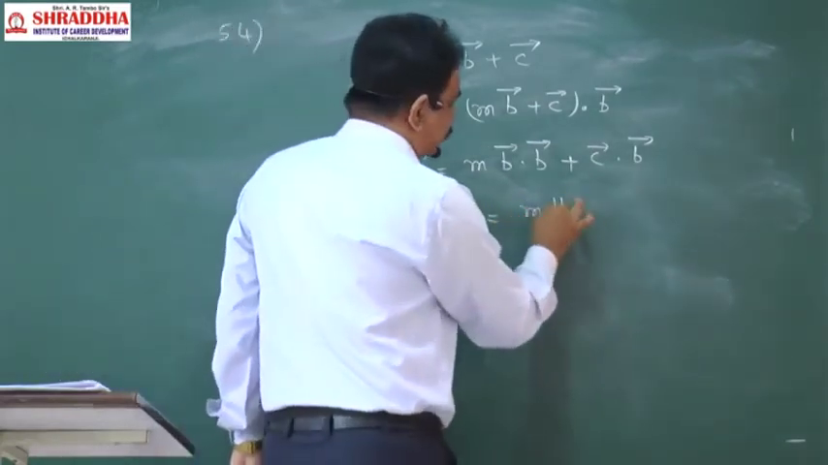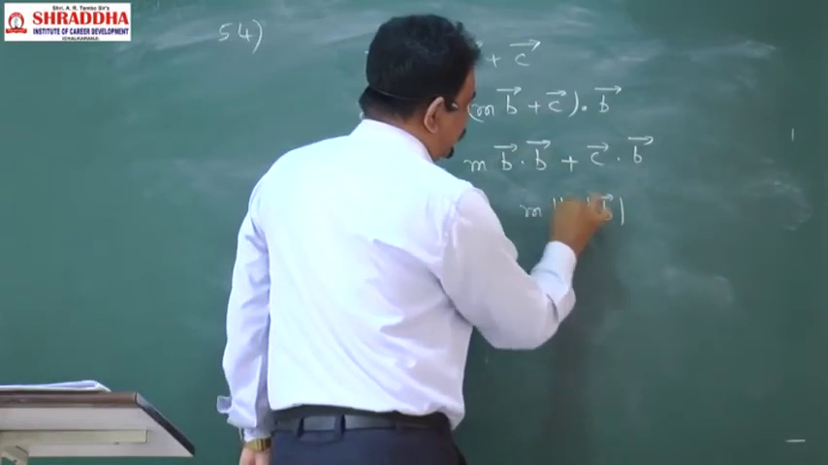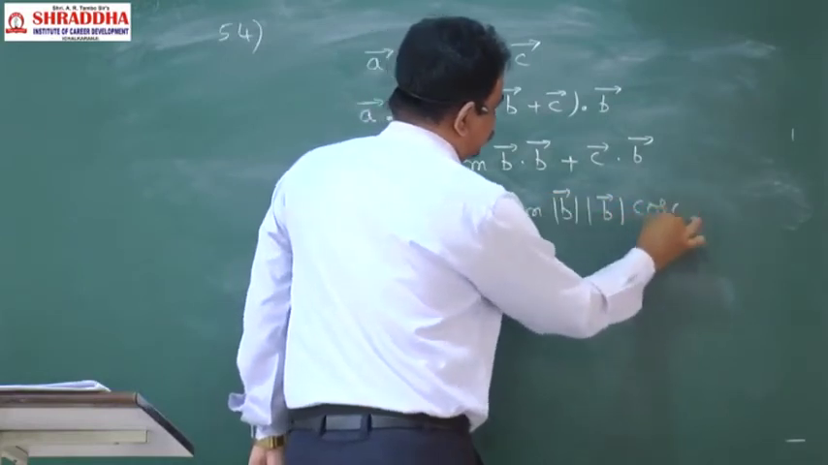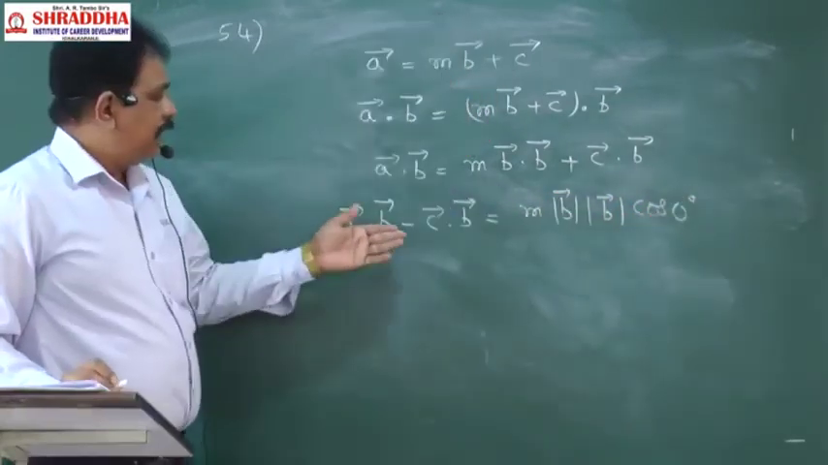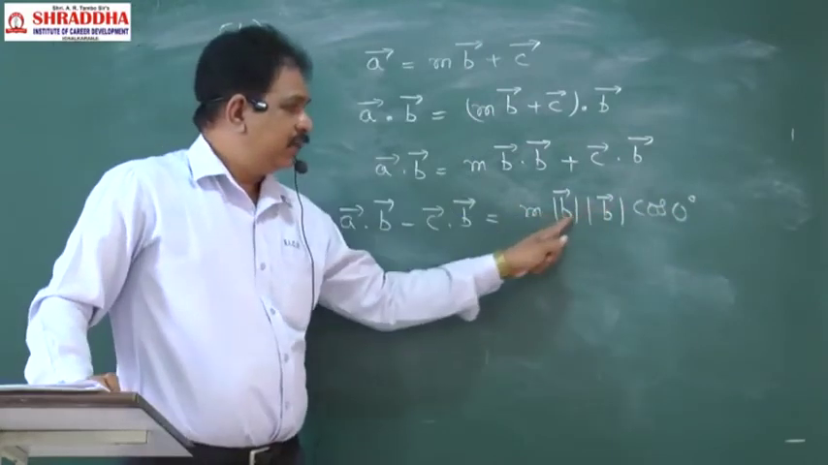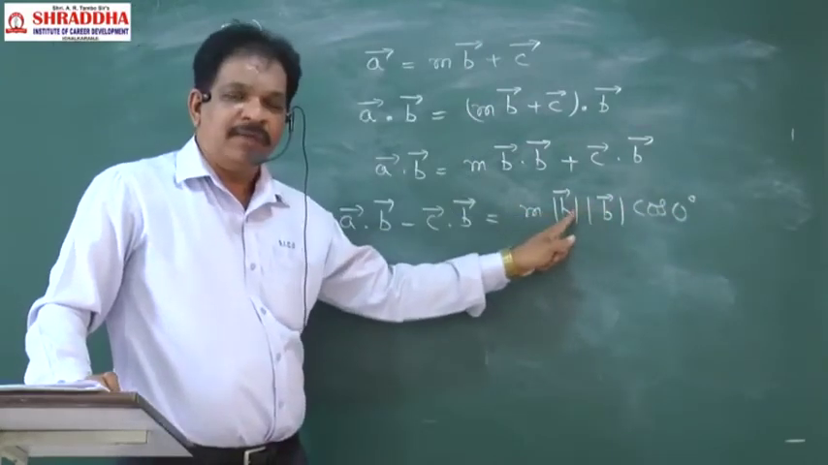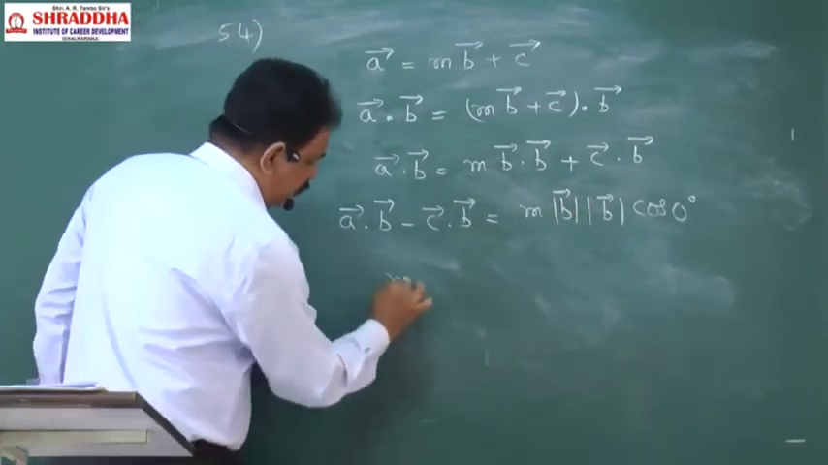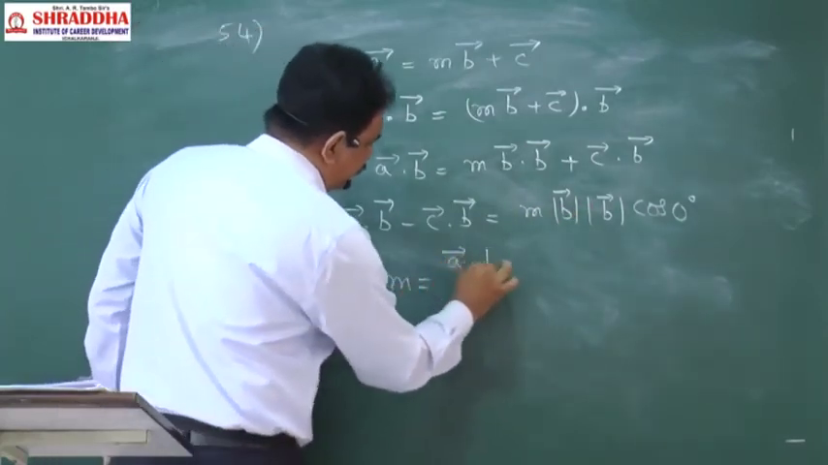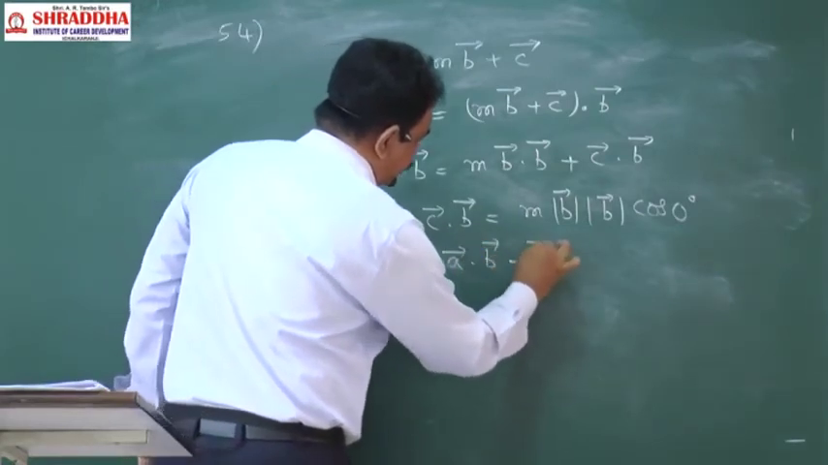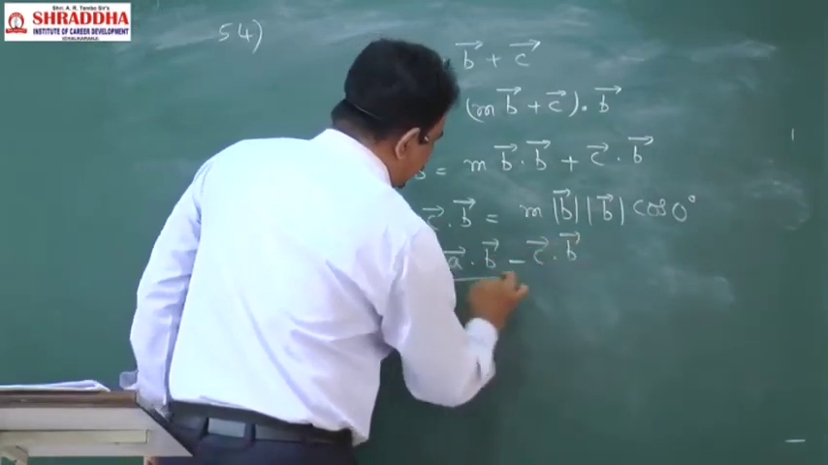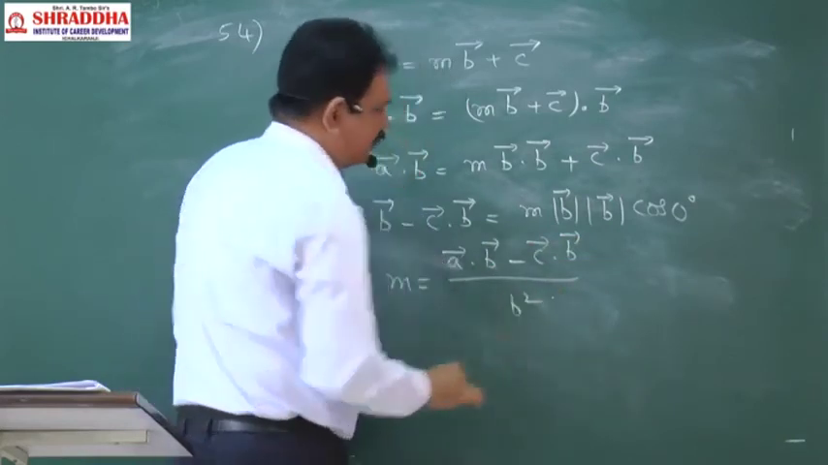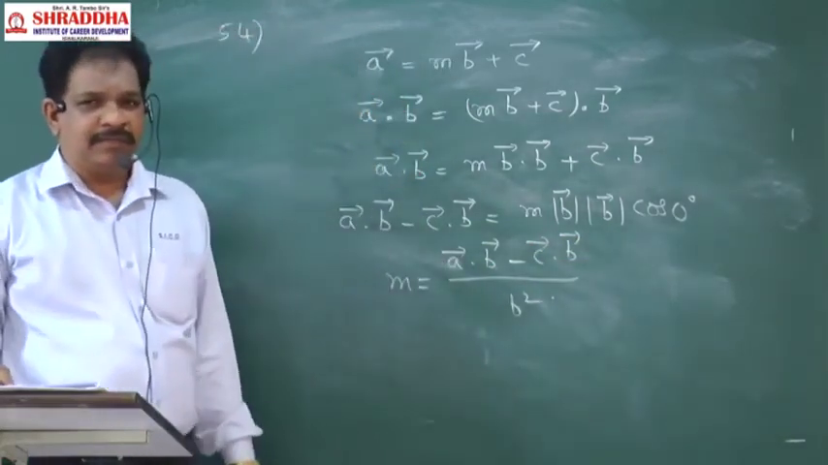B bar dot B bar means mod B bar times mod B bar times cos 0, so this value will be 1. This is B square, since mod B bar and B are the same. So M is equal to how much? A bar dot B bar minus C bar dot B bar by B square.